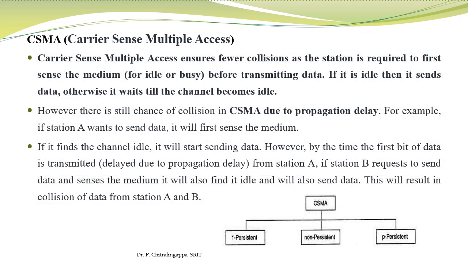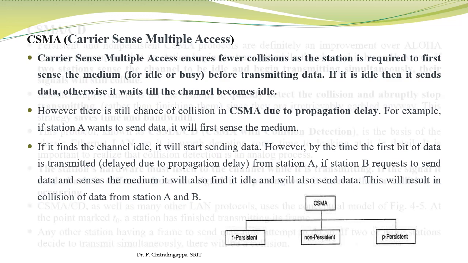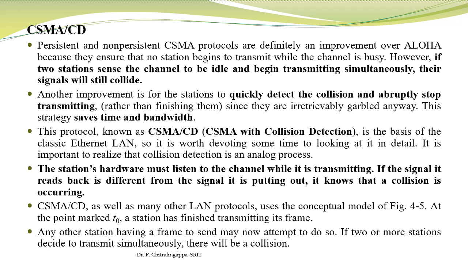Carrier sense multiple access ensures fewer collisions, as the station is required to first sense the medium before transmitting the data. If it is idle, then it sends data. Otherwise, it waits till the channel becomes idle. There are two categories of CSMA protocols: one-persistent, non-persistent, and p-persistent protocols.